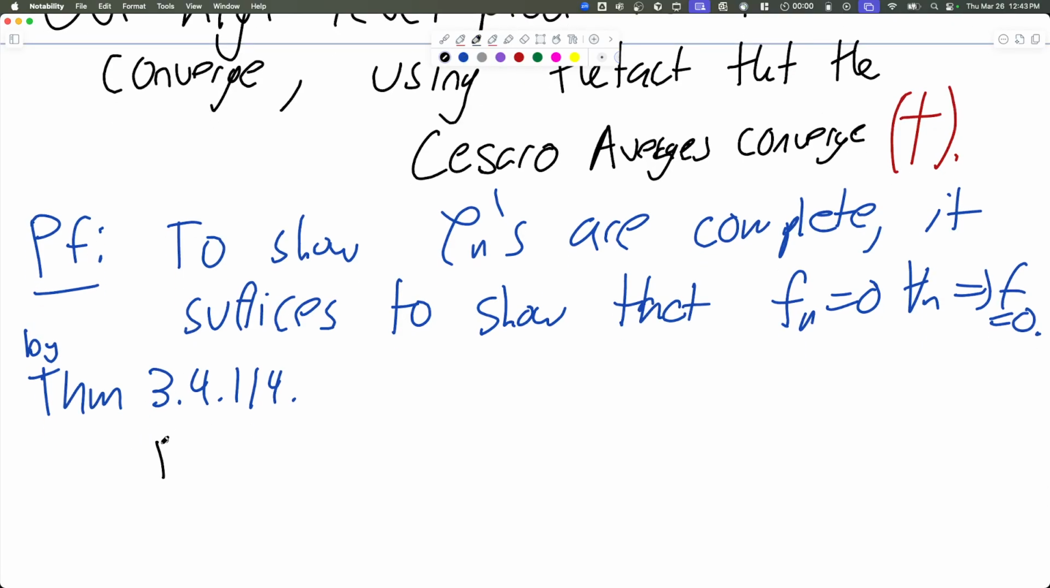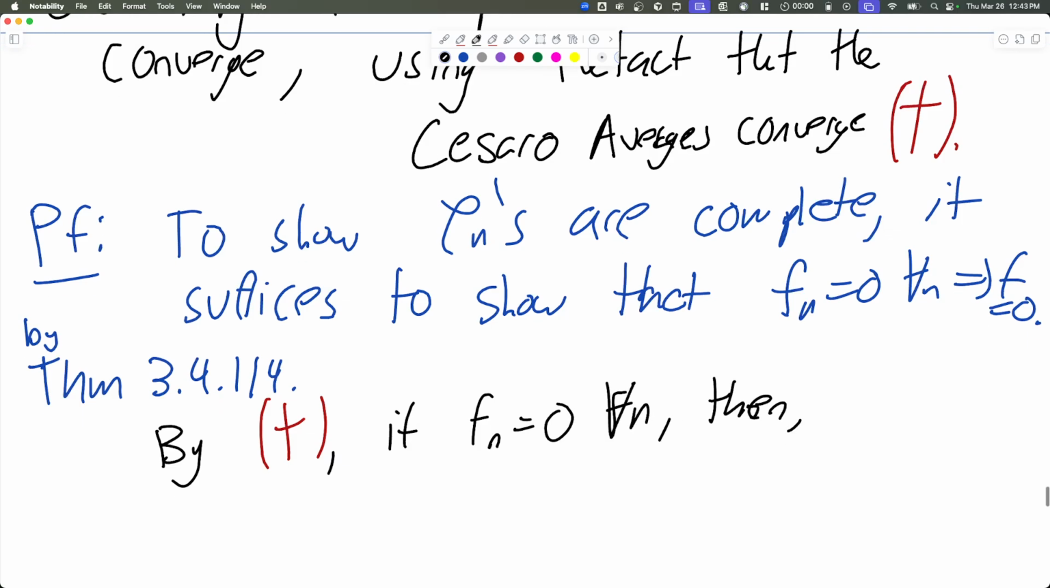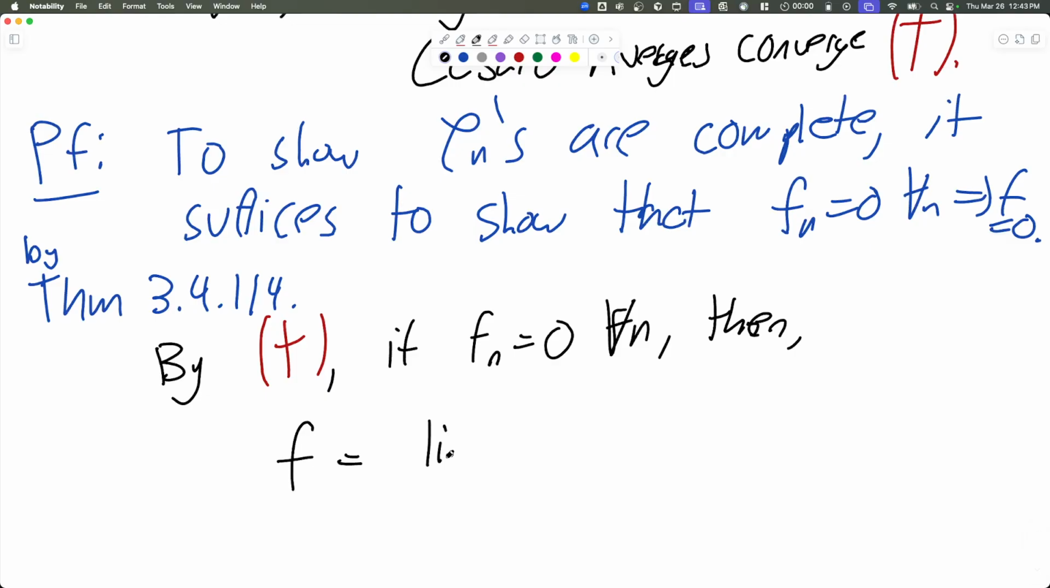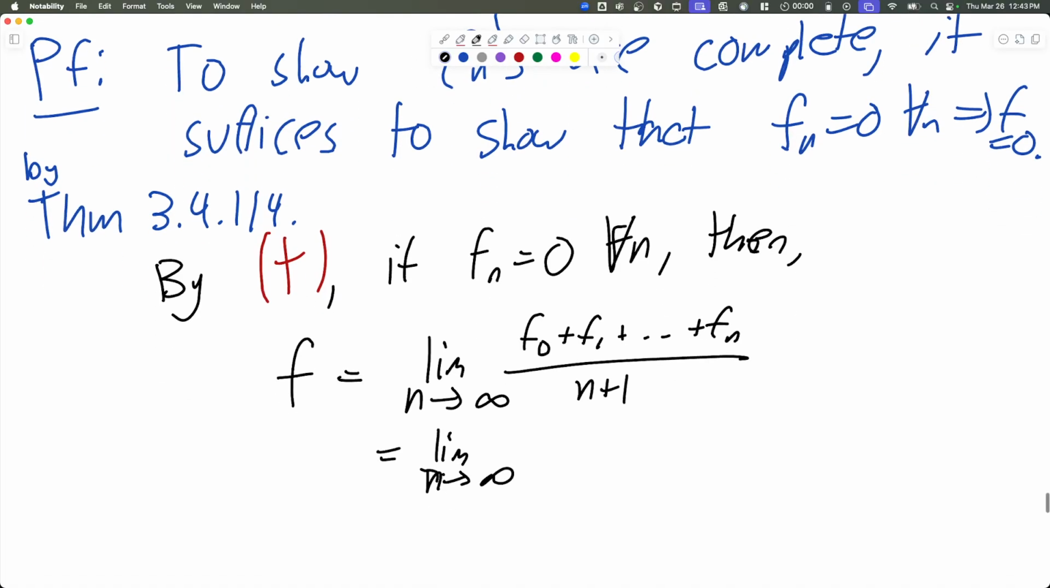Now we say by dagger, if fn equals 0 for all n, then f is the limit of the Cesaro averages, f0 plus f1 plus dot dot dot plus fn over n plus 1, which is the limit of all zeros. 0 plus 0 plus dot dot dot plus 0 over n plus 1, and that limit is 0. There you go. And then we're done.